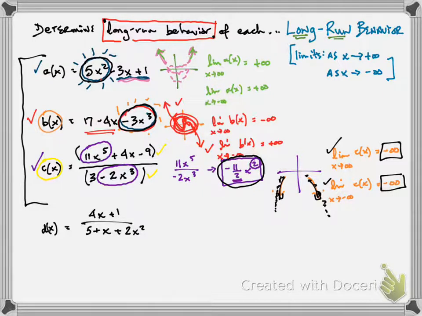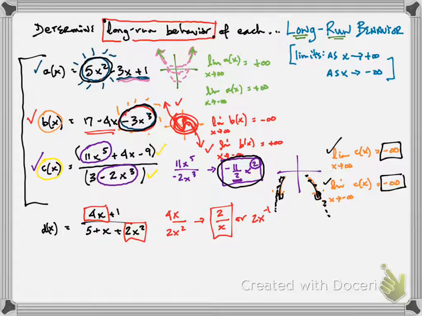All right, let's take a look at d of x. For d of x, we have 4x plus 1 over 5 plus x plus 2x squared. Again, we have a rational function. We focus on the lead term over the lead term, and we clean that up. Now 4x over 2x squared cleans up to 2 over x, also known as 2x to the negative first. But I'm going to focus on 2 over x.